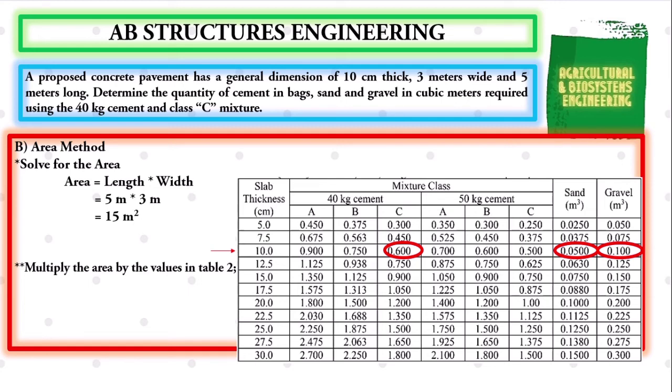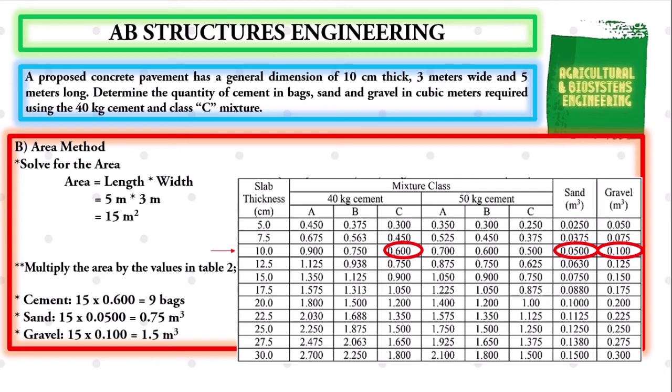The next step is to simply multiply the area by the values we located in Table 2. We begin with the cement. We have the area of 15 multiplied by 0.600 and we have an answer of 9 bags. Next, we have the sand. We have the area of 15 multiplied by 0.0500, giving us an answer of 0.75 cubic meters. Finally, the gravel. We have the area of 15 multiplied by 0.100, and we have an answer of 1.5 cubic meters.